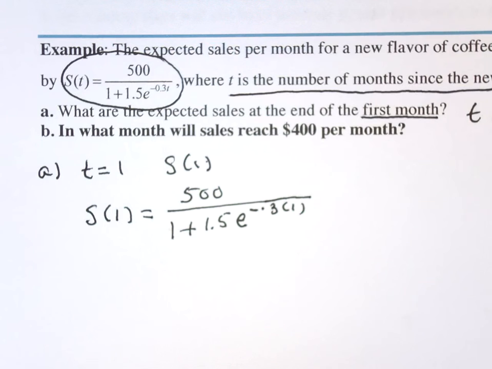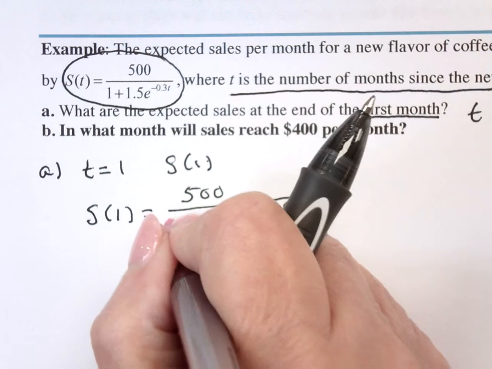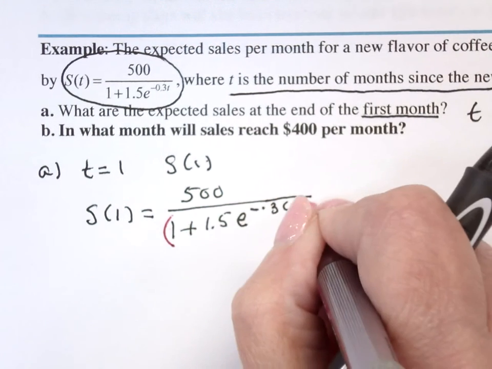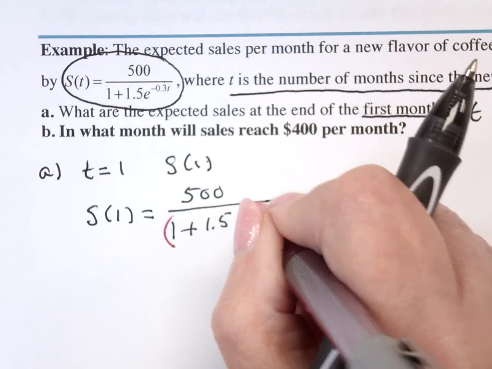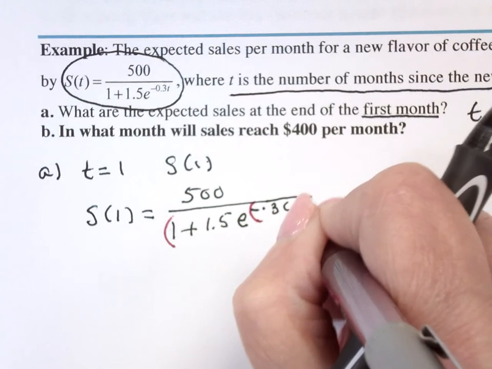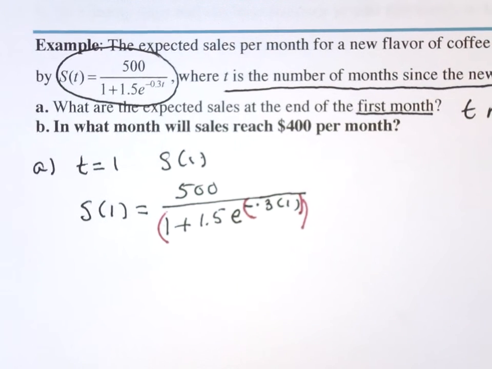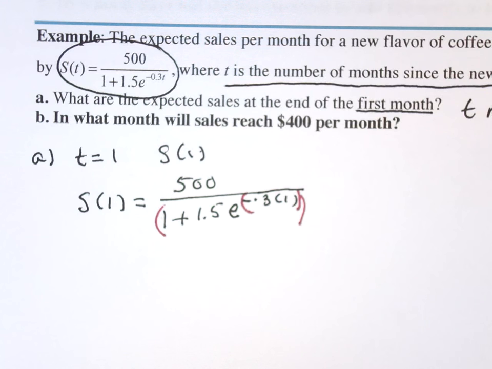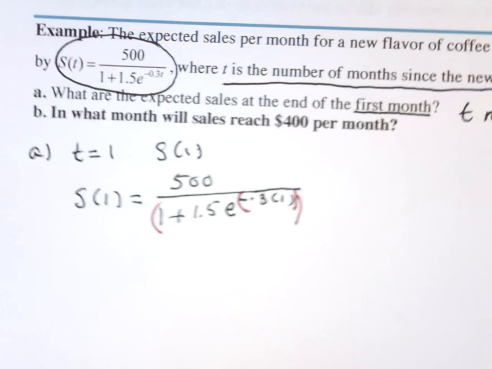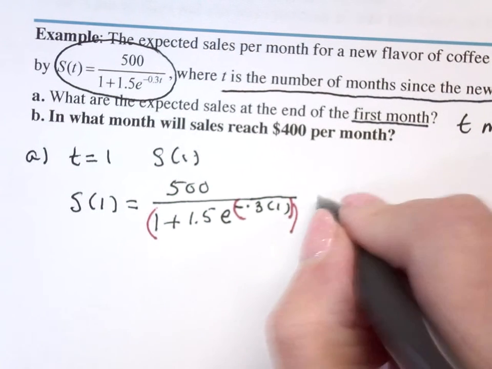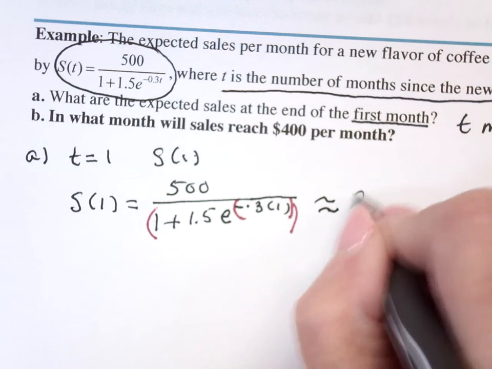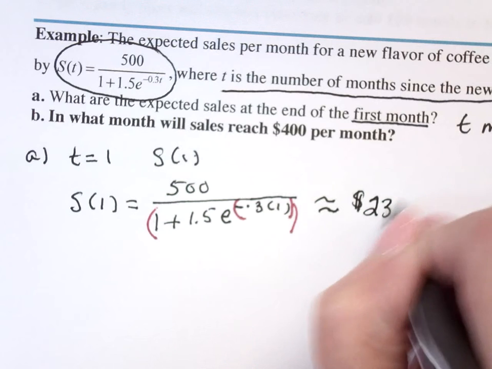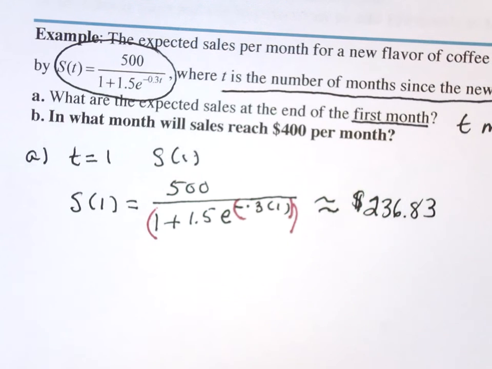Now again, if you put it into your calculator and you don't have MathPrint, this needs to be in parentheses, as does this. Your exponent always must be in parentheses, and your denominator needs to be in parentheses. And so this ends up being approximately $236.83 in sales.